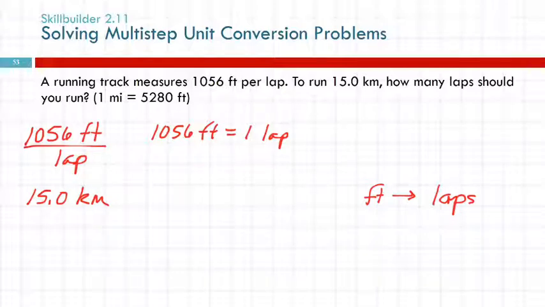Now, how do we get from kilometers to feet? Well, we could try using this. A mile is 5,280 feet. So if we had miles, we could use that to get to feet. Now we're missing kilometers to miles. We could look it up.